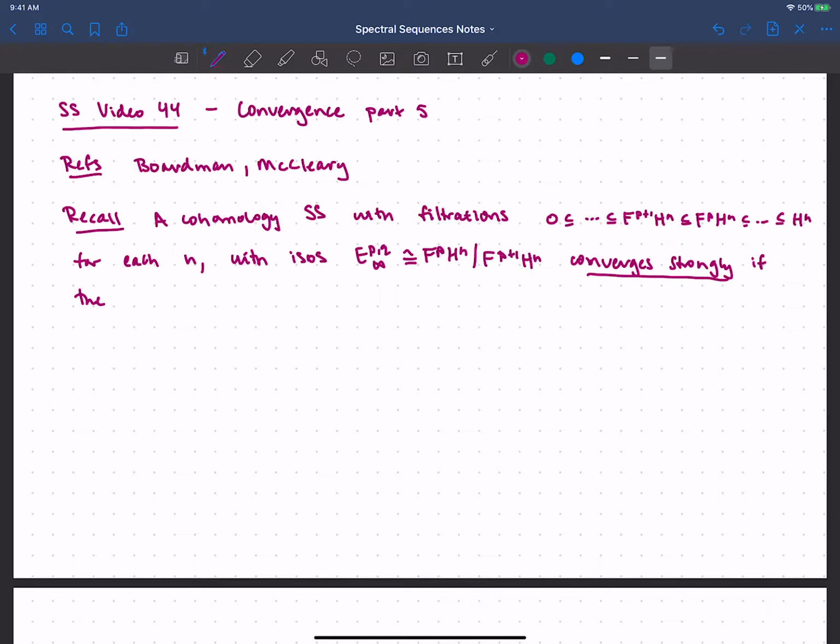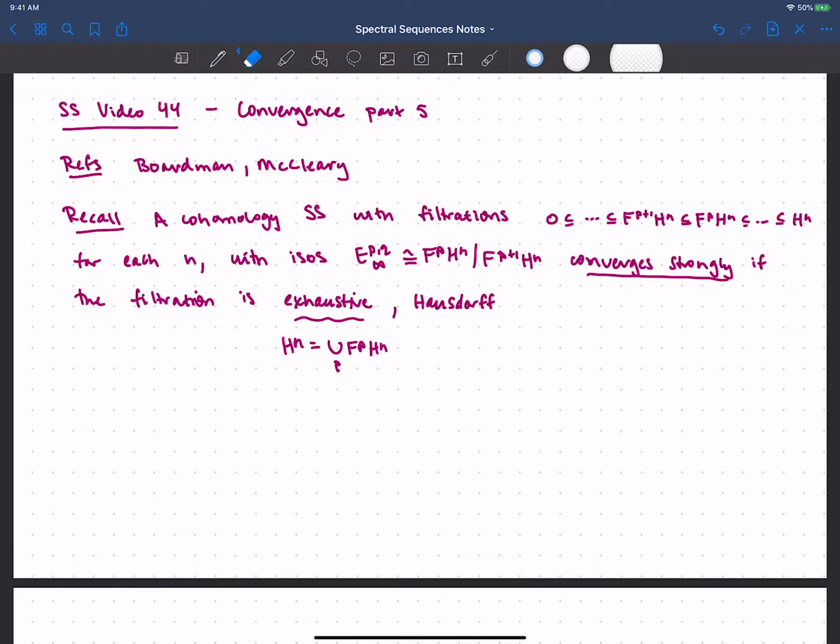So what did we need? The filtration should be first exhaustive, and that didn't seem like such a big condition. Remember, that just meant that H^n was really the union of all the filtered pieces. Okay, so typically that's what we mean by a filtration anyway. Hausdorff, well, that meant that our filtration quotients wouldn't be missing anything, so that's where we wanted the intersection of all the filtered pieces to vanish.